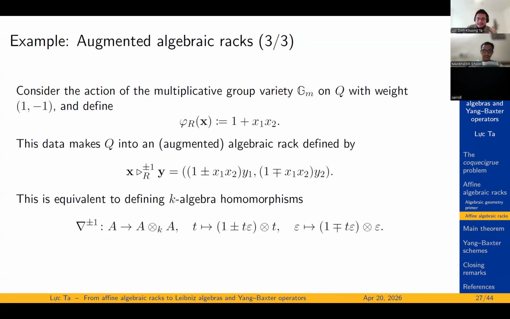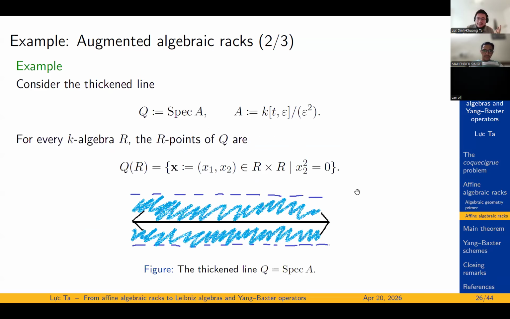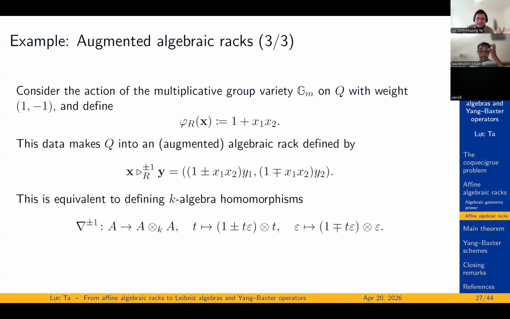And I should say also, this is by far not the only construction you can do using this scheme. In particular, if you work over characteristic p, then you can look at actions of the algebraic group of p-th roots of unity on Q. And it turns out you can also get algebraic rack structures from that.